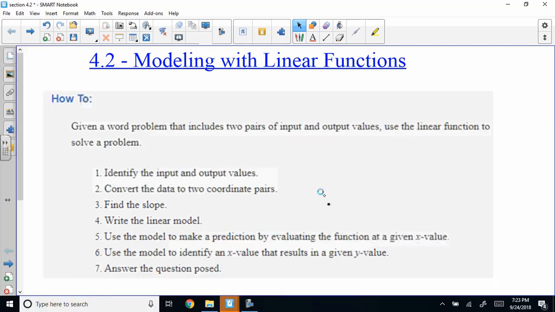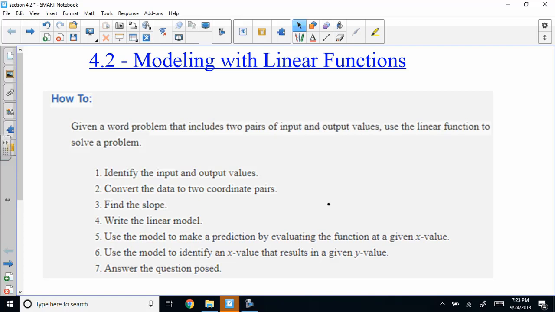All right, so we're going to look at modeling with linear functions, okay? You're going to identify inputs and outputs. All of these equations should be linear. You got to make sure you understand that, because some of these things will make you think of other types of functions, and you don't need to, okay?